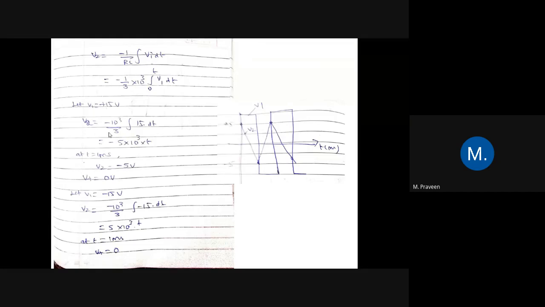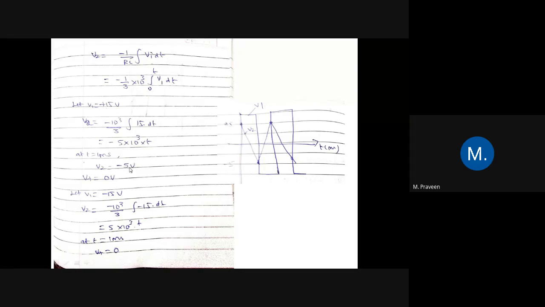V2 is minus 10 power 3 by 3 into the V1 value, which is 15, into dt. So you'll get minus 5 into 10 power 3 into t. For the positive value of plus 15 volt, let t equal 1 millisecond. If you substitute the value of t here, you'll get V2 equal to minus 5 volt. So now we got the V2 value as minus 5 volt.